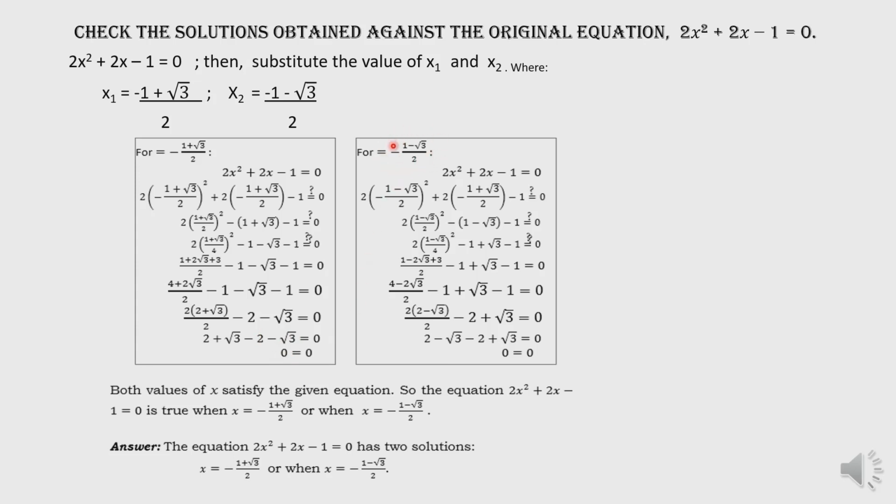Same thing here in x sub 2 is equal to negative 1 minus square root of 3 over 2. All you need to do is to substitute the given value for x in the original equation, then simplify everything to have an equal equation, which is 0 equals 0. That's it. Both values of x satisfy the given equation. So, the equation 2x squared plus 2x minus 1 equals 0 is true when x sub 1 is equal to negative 1 plus square root of 3 over 2, or when x sub 2 is equal to negative 1 minus square root of 3 over 2. So the equation has two solutions, x sub 1 and x sub 2.